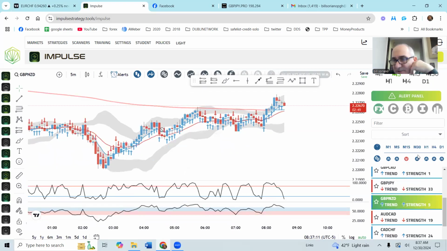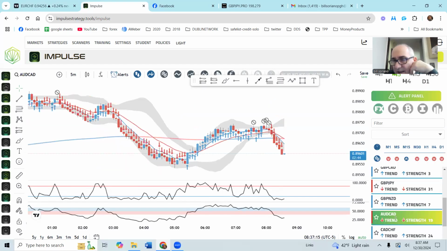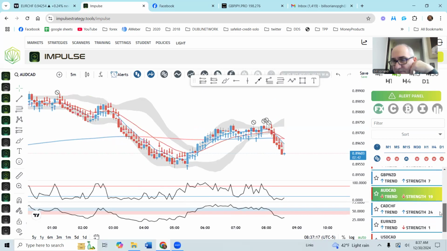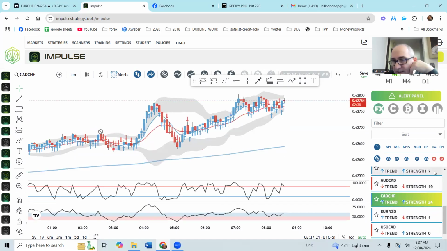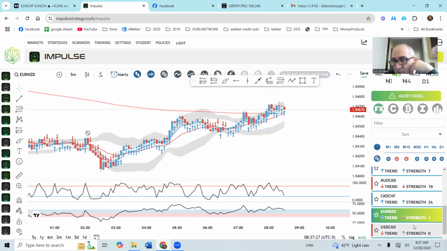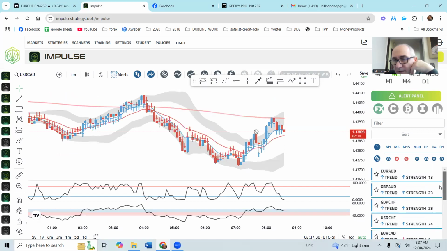GBP-NZD, now you can see here, the 15 is going the other way. And here, same thing, the 15 is going the other way. And now when you get down to here, you're starting to get two time frames that are going the other way. So these ones we wouldn't want to look at at all. So that's what we had this morning, guys. And unfortunately, I got up late and missed it.